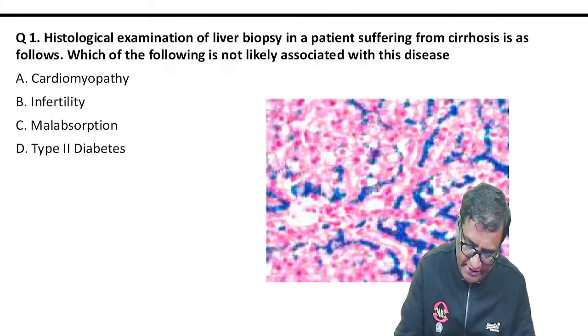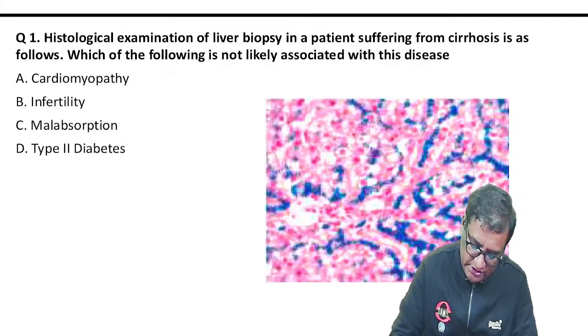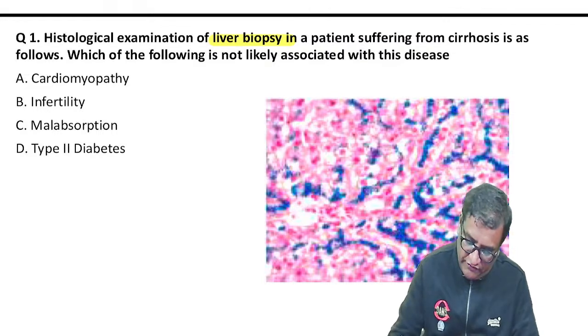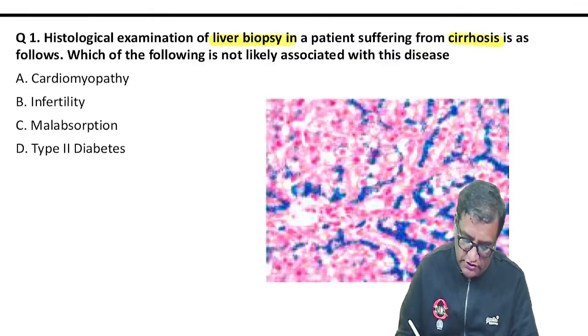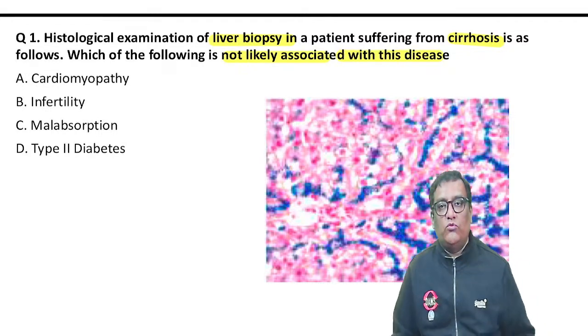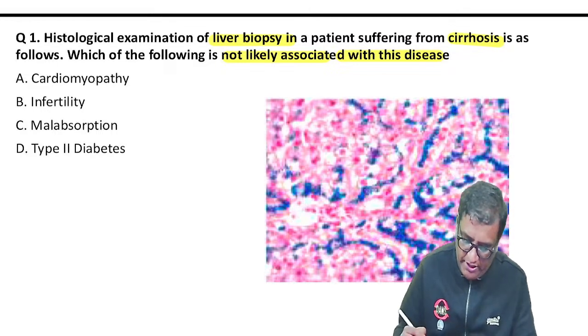What does this say now? Let us look at this. Histological examination of a liver biopsy in a patient suffering from cirrhosis is as follows. So this is a liver biopsy that has been given to us. Which is not likely associated with this disease? So the question is, what is not likely associated? And this is the image given to us.